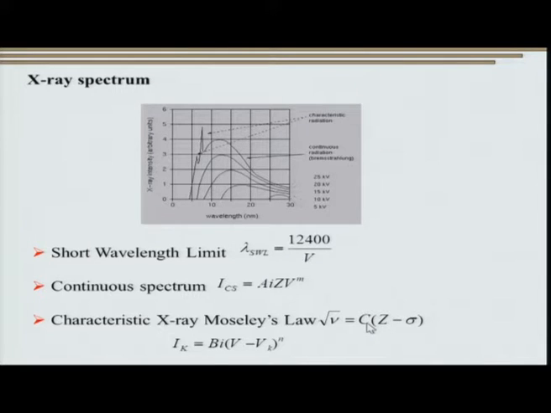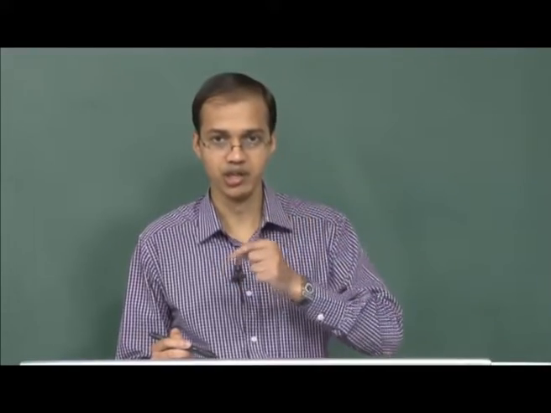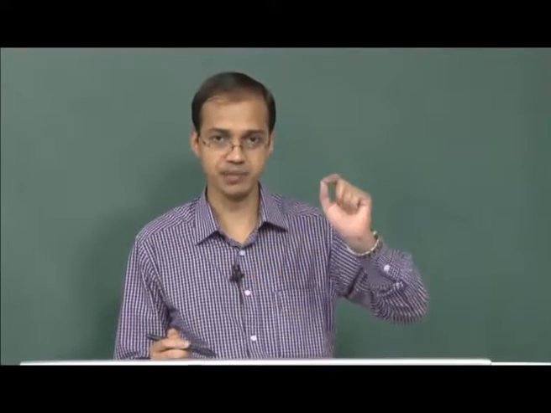The intensity of the characteristic peak, I k, is given by B I (V minus V k) to the power n, where n is a constant, generally equal to 1.5, and V k is the characteristic voltage needed for getting the characteristic radiation. I hope all of you remember that a characteristic radiation is obtained when a high energy electron knocks out an inner shell electron from the atom, and when an outer shell electron jumps to this inner shell, the difference in the energy level is emitted as a characteristic X-ray.